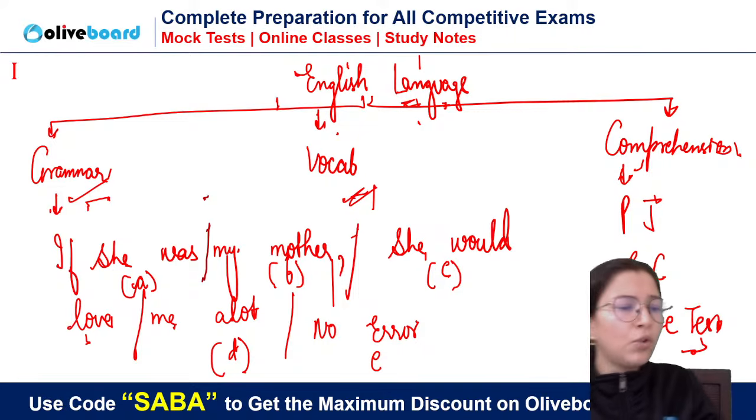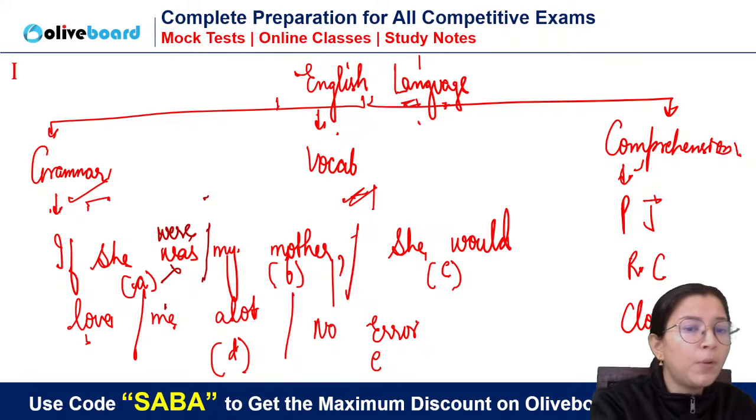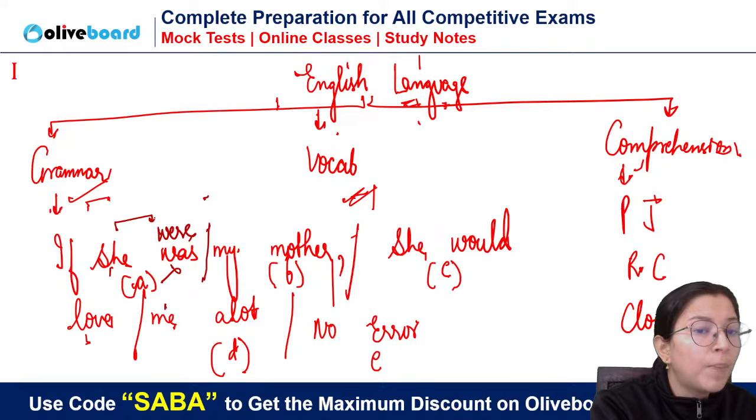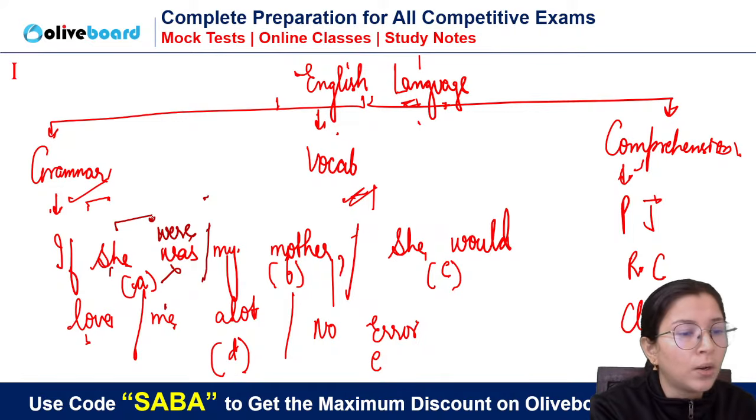Now, many people will say, ma'am, how is it possible? We never say "she were." We always say "she was." We always say, no, she was a doctor, she was my friend. So we always say "she was." Then how is it possible that you are saying "she were"? Many people will think that I'm telling wrong. But this is a grammar rule. This is a grammar rule of conditional sentence.